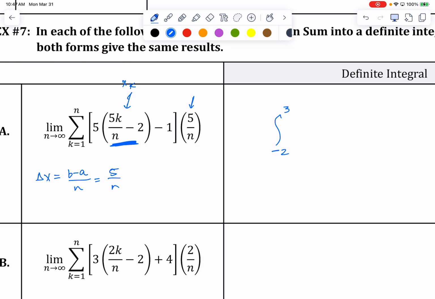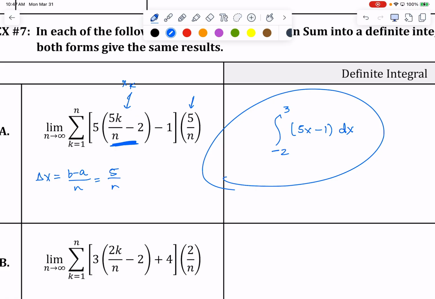Now, what's the function? It's easy. What is the function? What did they plug in? So what's the function? Come on, it's easy. 5x minus 1. There you go. 5x minus 1 dx. Done. That's it. We're done. That's cool. That's what the sigma is, right.